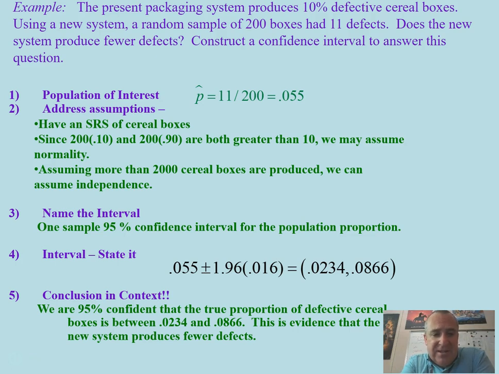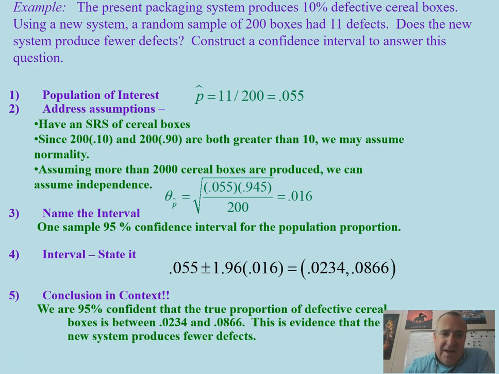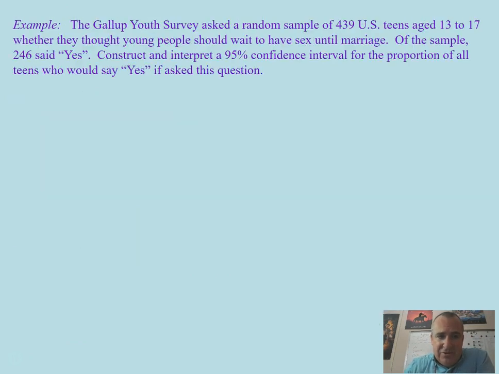And then here's your sentence that you have to remember. We are 95% confident that the true proportion of defective cereal boxes is between 0.0234 and 0.0866. There is sufficient evidence to conclude that the new system produces fewer defects. And there's that formula to find the standard error. All right, I went through that really fast. I'm going to do one more example, and then I'm going to let you try one.